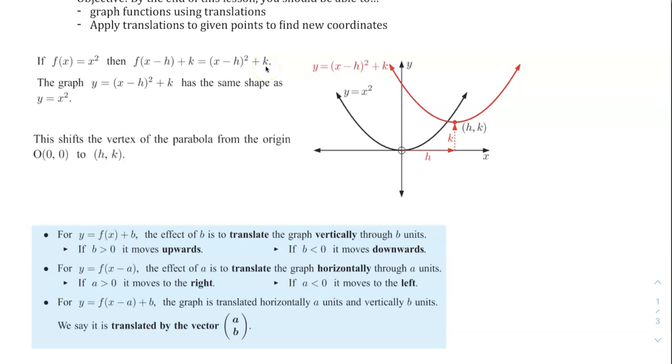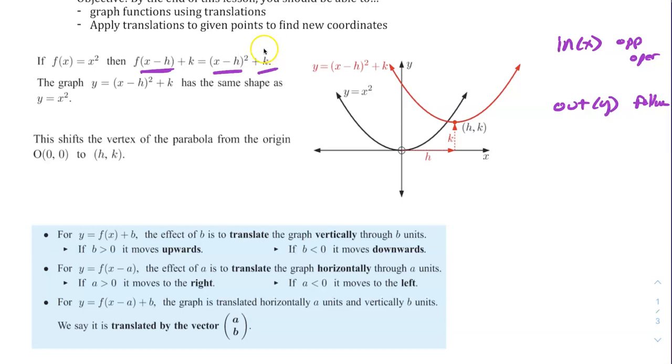If you remember from class, inside affects the x values, and you want to do the opposite operation of what it says. Outside affects the y values, and you follow what it says. So something like this would say move right h units and move up k units. In this context, it's x squared, so it looks like this: inside the parentheses we have x minus h, plus k. This will be my inside, and this will be my outside.